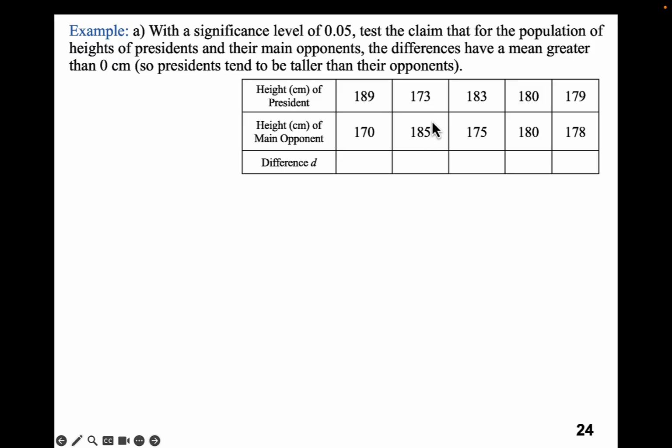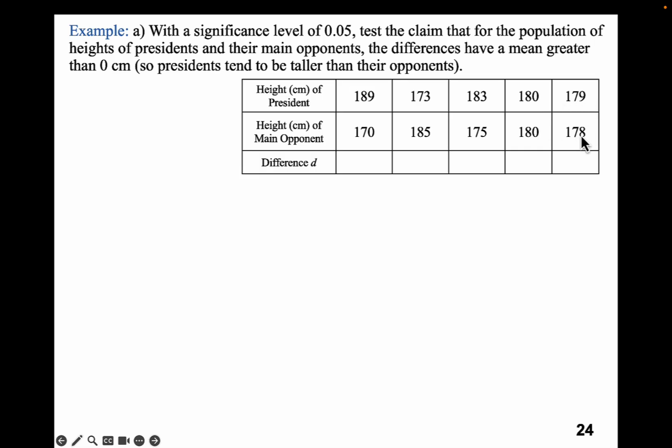But then check out this matched pair, 173, 185. So the shorter person actually lost this time. Here it was the taller. Here they were the same height. And here they were 1 centimeter taller.